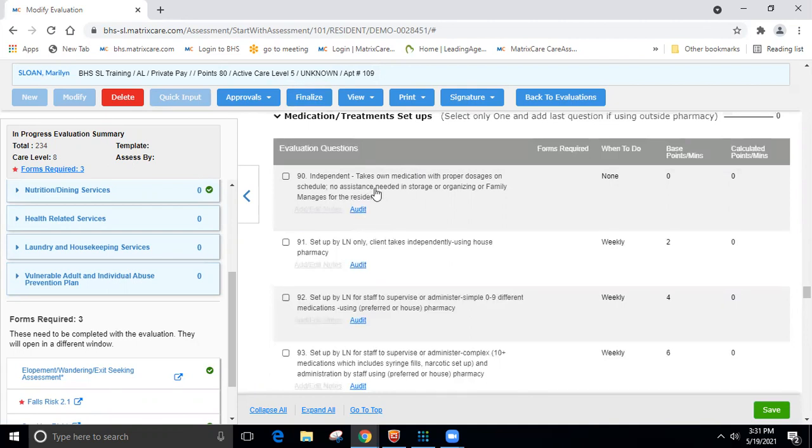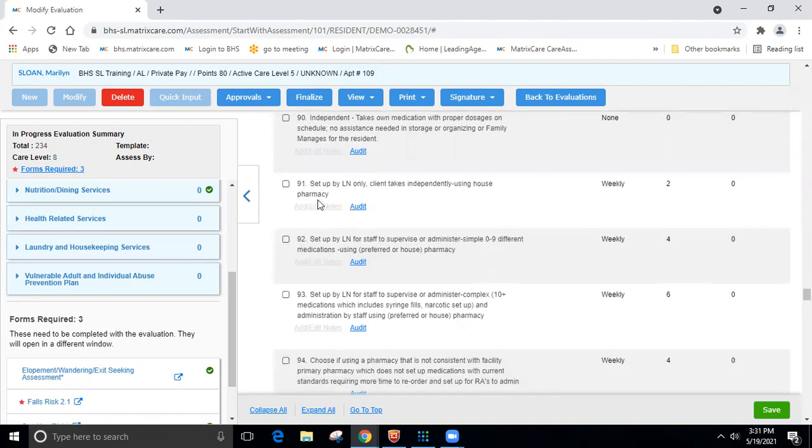The first one is we don't manage meds, so then you would pick this and you would just skip the rest of this section. The second one is if they're totally independent, but they're using our pharmacy, so we are bringing their meds to them. They get ordered through us, but we don't set them up. They take them independently, we just deliver.